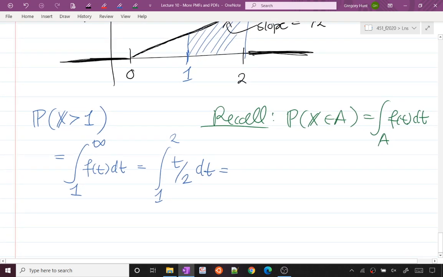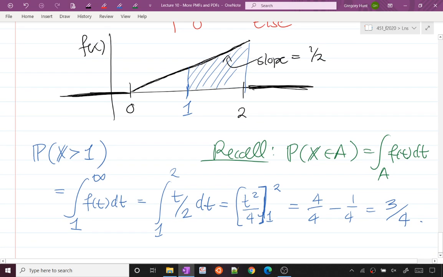Integrate this, or you could alternatively just calculate the area of the trapezoid. That gives me t squared going from 1 to 2. No, it doesn't, right? I'm integrating t squared over 4 from 1 to 2, because I have to bring down another 2. Which gives me what? If I plug in 2, I get 4 over 4, and if I plug in 1, I get 1/4. So the probability that x is bigger than 1 is 3/4.